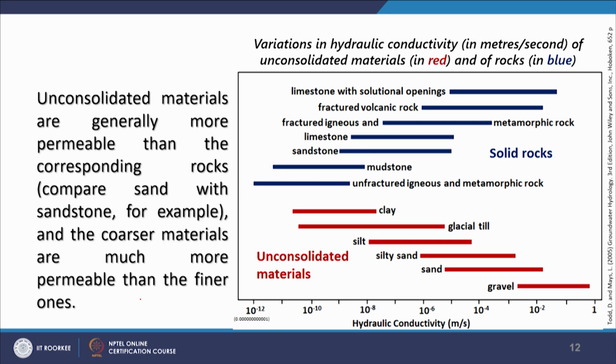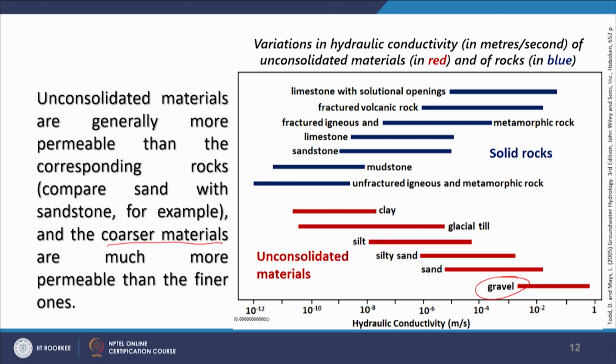Unconsolidated materials are generally more permeable because they have not undergone compaction, and no cementation has taken place. These are like loose sand, compared to sandstone. Unconsolidated material may have coarse materials like the gravels which we are seeing here, which have very high permeability as compared to the finer ones. But it depends on the sorting of these unconsolidated materials.